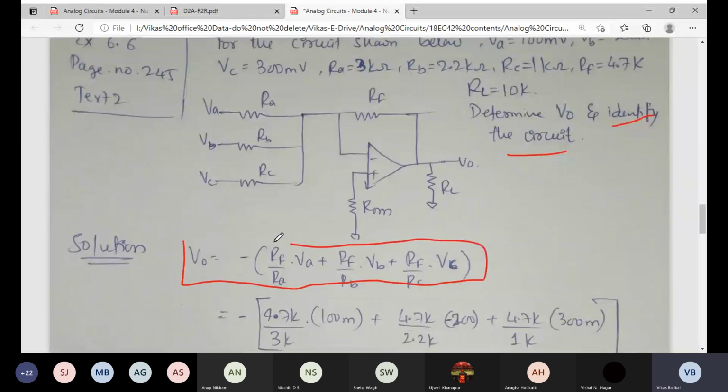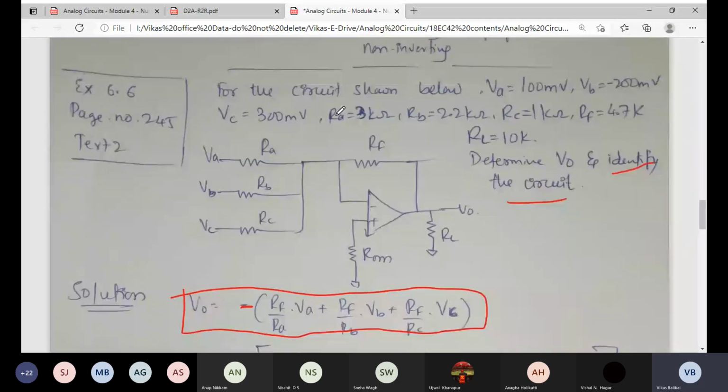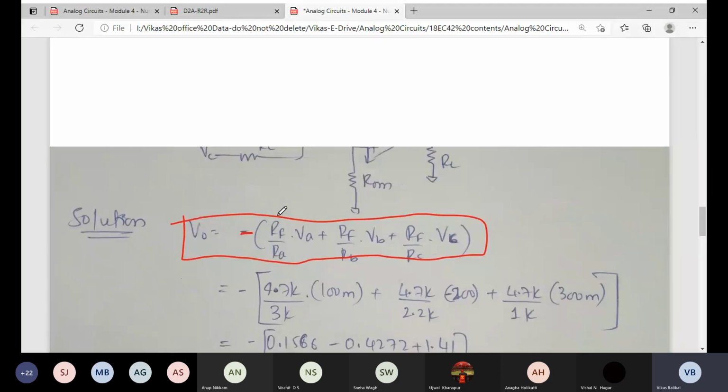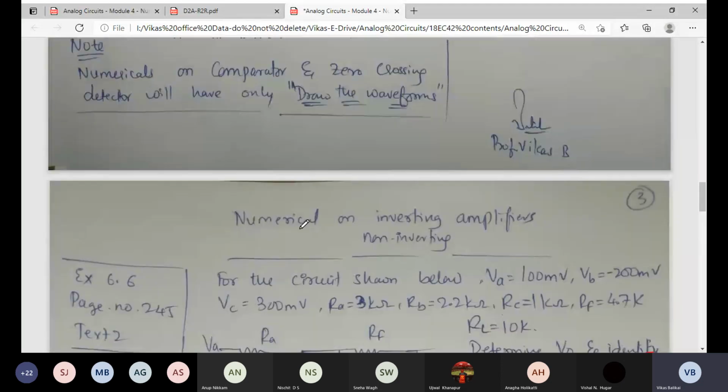V naught is equal to minus RF by RA multiplied by VA plus RF by RB multiplied by VB, plus RF by RC multiplied by VC. That whole equation is given a negative symbol because the input is applied to the negative terminal. And if I do that, just substitute the values. Please be very careful in using this. I request everyone to solve the problem once, not just read the problem, and you are going to get the value as 1.14. So minus 1.14 will be the outcome of this inverting amplifier, summing amplifier.